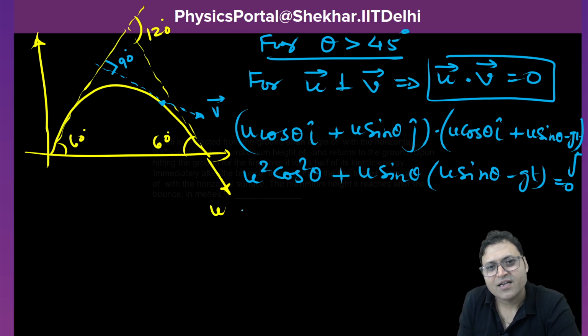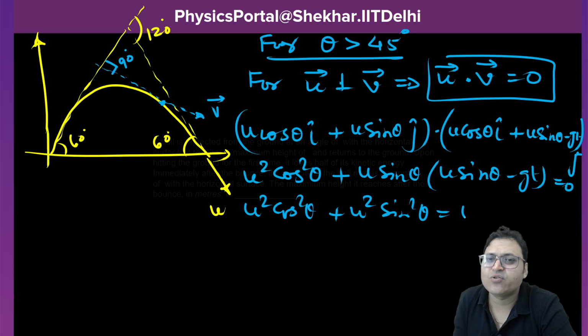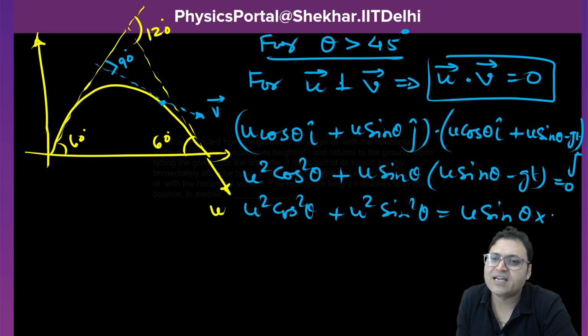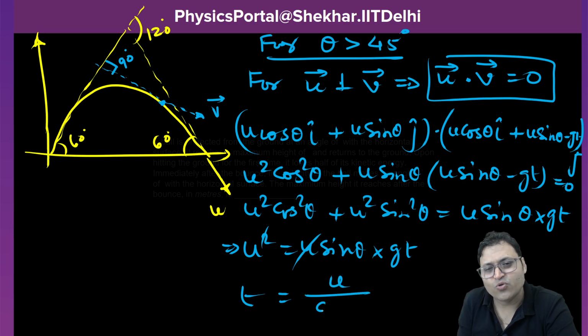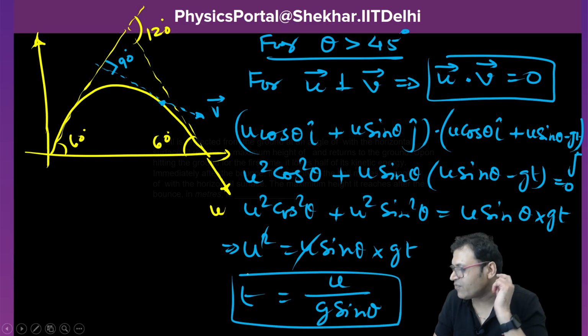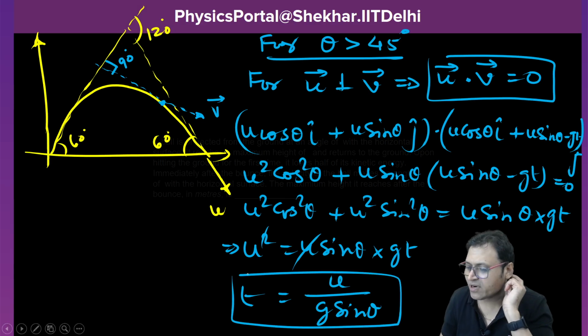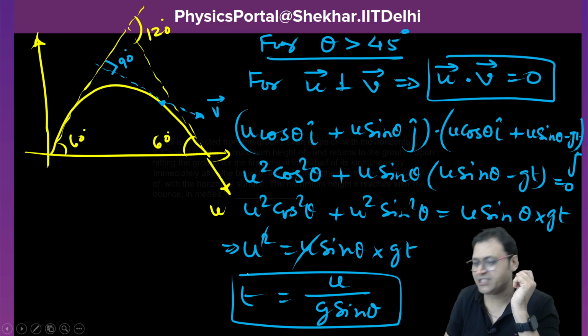Or we can say u square cos square theta plus u square sin square theta is equal to u sin theta into gt. So it will be u square is equal to u sin theta into gt. u and u get cancelled out. So t is equal to u upon g sin theta. At time t, the velocities will be perpendicular to each other.